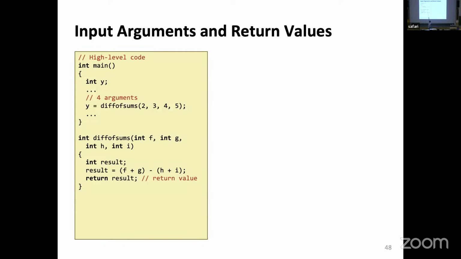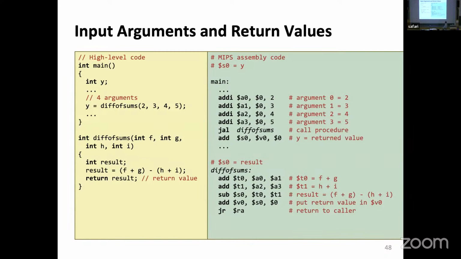We have 4 arguments, difference of sums, and what it will do is f plus g minus h plus i, and then f, g, h, i are the arguments, and you call it with 2, 3, 4, 5, and hope to have the return come from here. How does it look? Well, a lot of code goes into there. Argument 0 goes into A0, argument 1 goes into A1, argument 2, and so on. And then we do jump and link diff of sums.